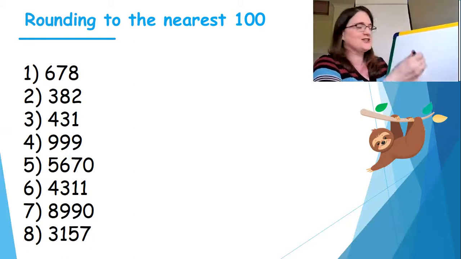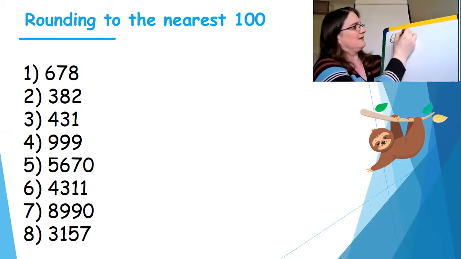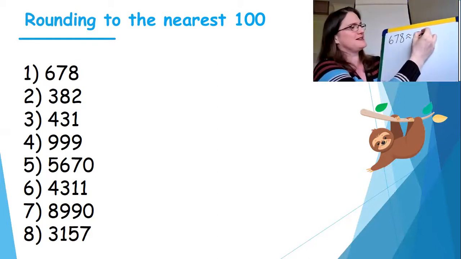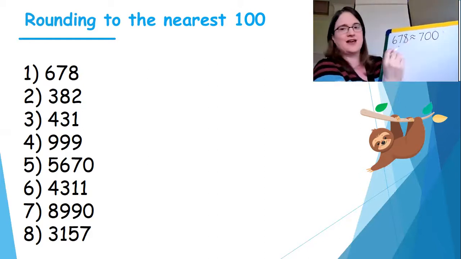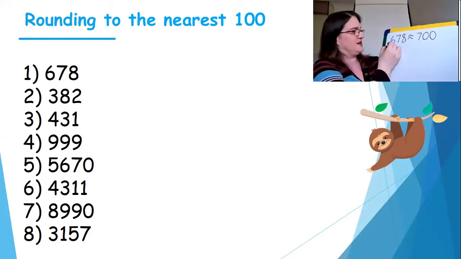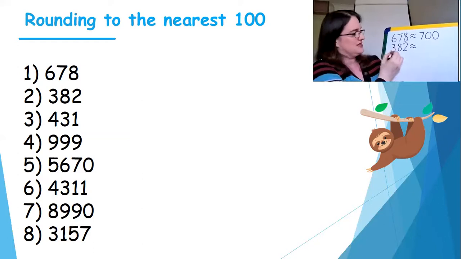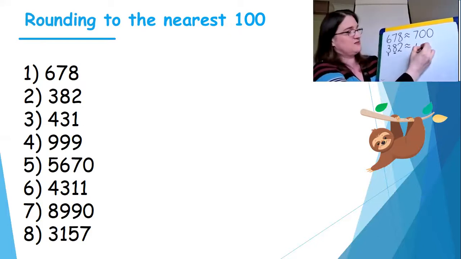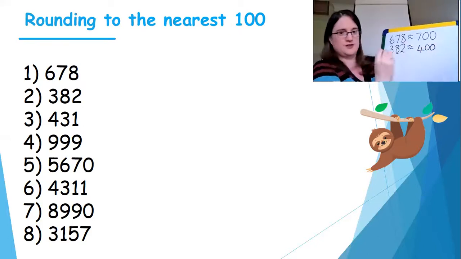So 678 is going to become 600 or 700? It's going to be 700, isn't it? Okay, so 678 rounded to the nearest 100 is 700. Then we've got 382. So here's our 100 number. Here's the one we're thinking about. It's another one that's going to go up because it's an 8 in that tens column. So it's going to become 400.